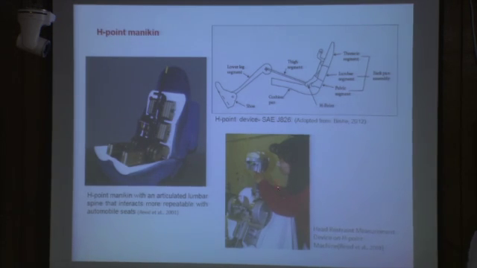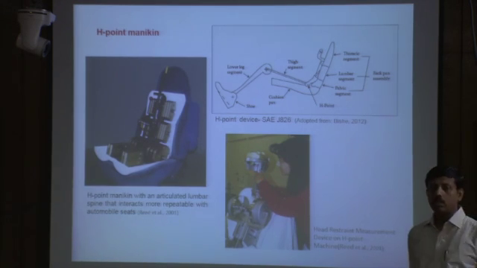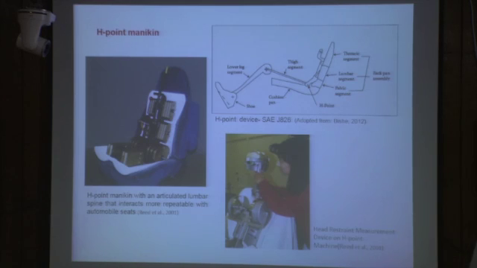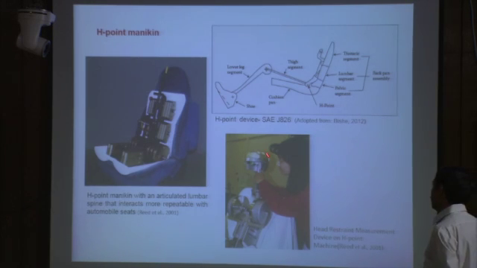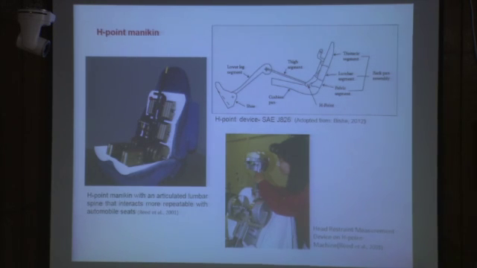Not only the H point machine, for defining the H point there are other tools also. For example, a head rest measurement device on the H point. On the H point mannequin or H point machine, we can also put head rest measurement. While a driver is seated on the driving seat and using the head rest, where should be the optimal position of the head rest? That also we can study with this type of additional features.